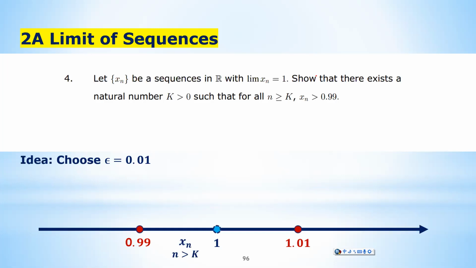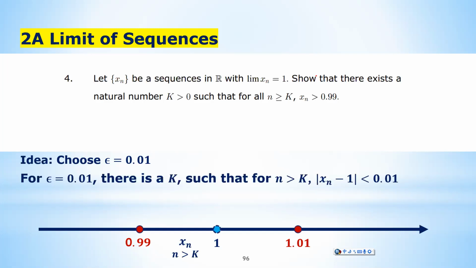So you look at a picture here. I'm going to use this epsilon and create a neighborhood from 0.99 to 1.01, this neighborhood of 1, the neighborhood of the limit. As n is large enough, there is a k where, for n greater than k, xn will be inside this neighborhood. As long as xn is inside this neighborhood, xn must be greater than 0.99. So that's the basic idea. When you write a proof, you have to use the epsilon argument to write each step clearly, okay?